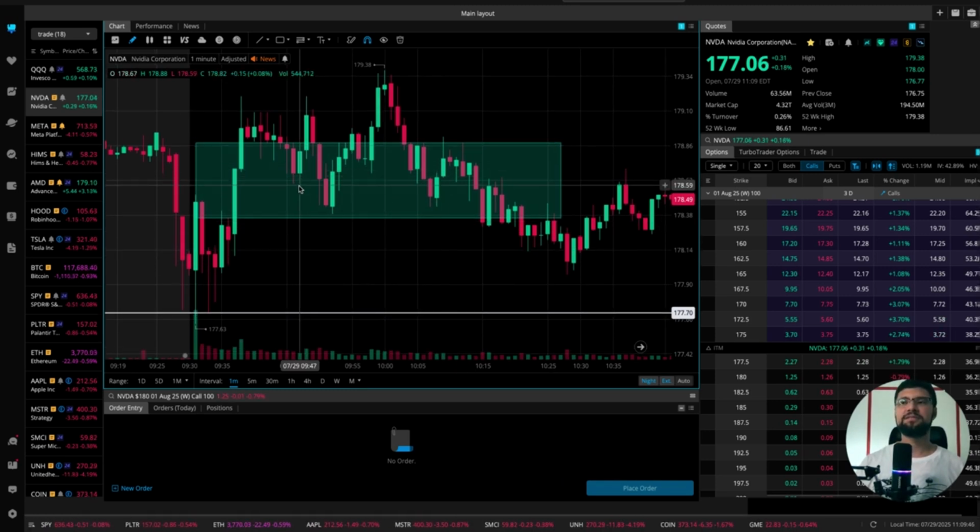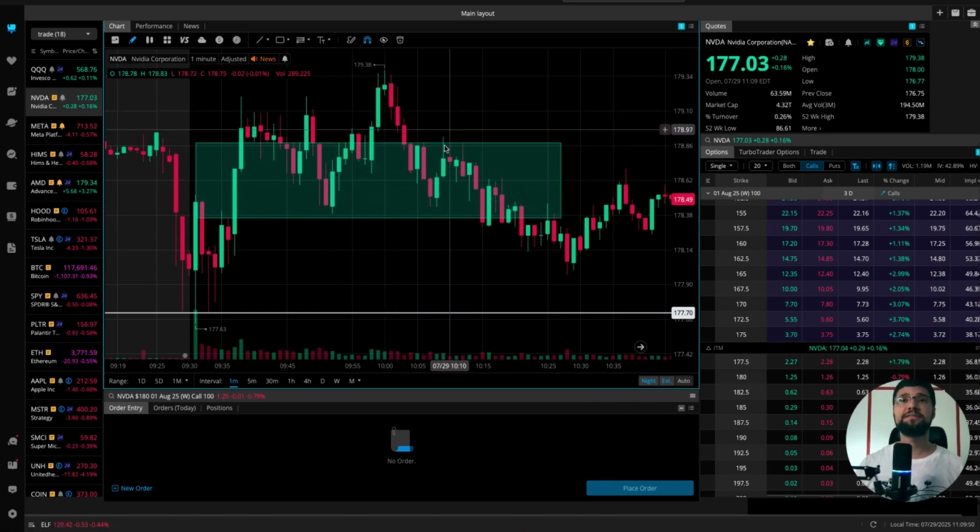There are a lot of different tools like this, order blocks, inverse fair value gaps that I'm going to start making videos on when I see examples of.